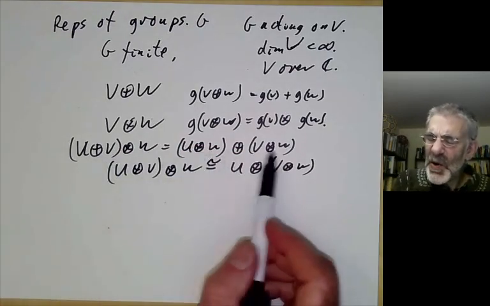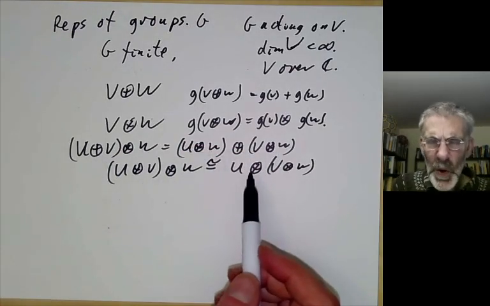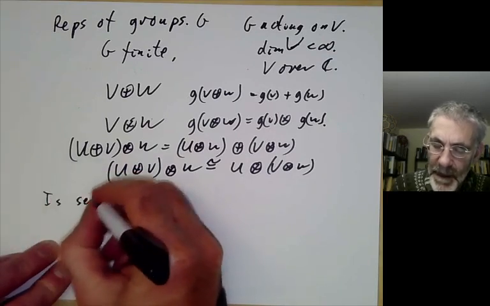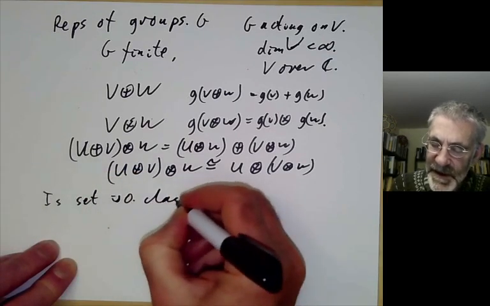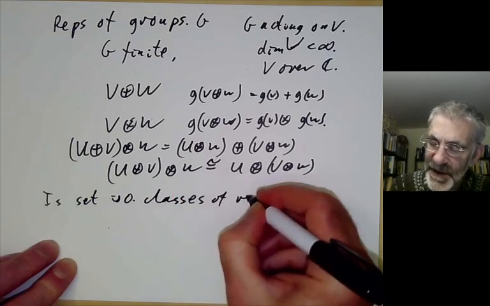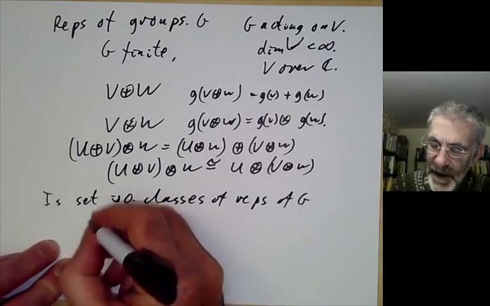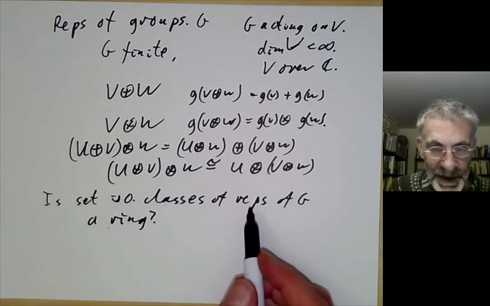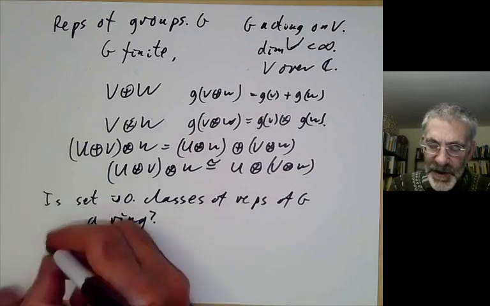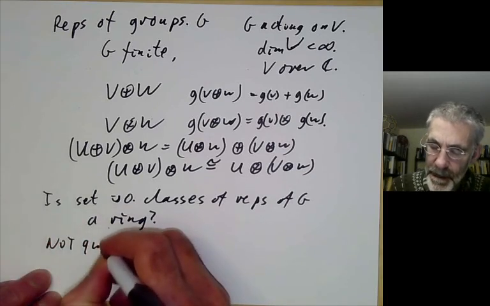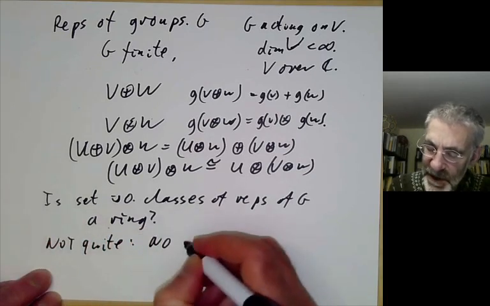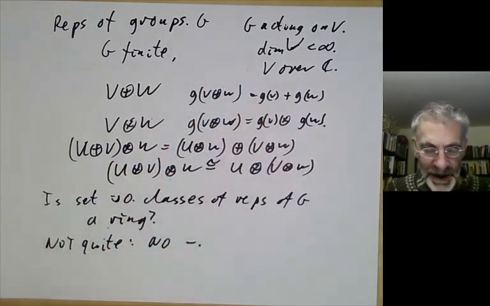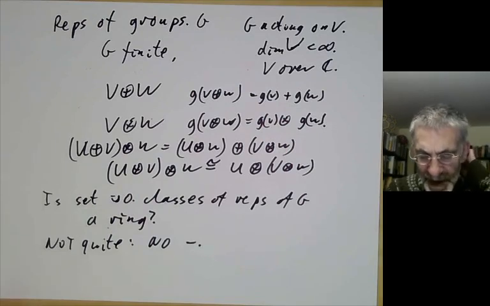And you can see these are looking very much like the axioms for a ring. So you can ask, is the set of isomorphism classes of representations of G a ring? And that means finite dimensional complex representations, of course. And the answer is not quite. There is no subtraction. There's no general way to take a vector space and subtract another vector space. Well, that doesn't really matter much.